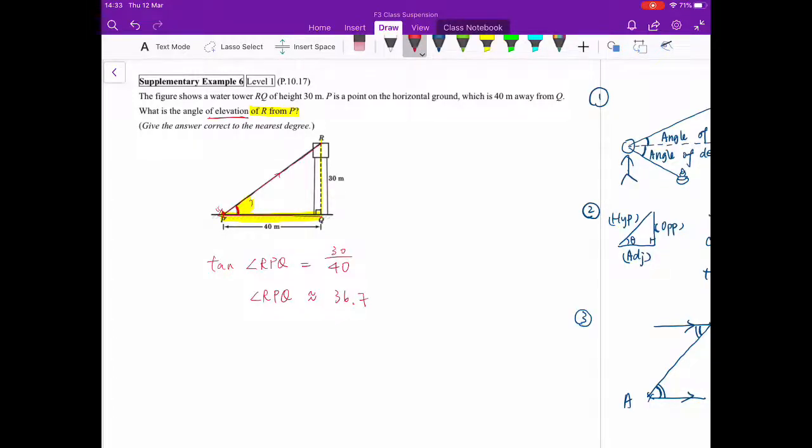But the question asks you to correct to the nearest degree, so I should correct it to the nearest integer, meaning 37 degrees. But you have to write one more sentence for me because I'm asking for the angle of elevation and you didn't tell me what the angle of elevation is. Therefore, don't take it for granted that I know that the only angle you calculated means the angle of elevation. So write me some words: the angle of elevation is 37 degrees.